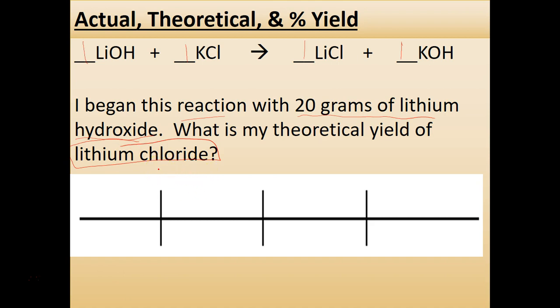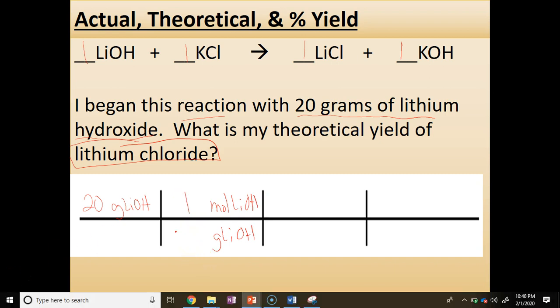So this is a gram to gram problem. This is stoichiometry right here. We're going to start with 20 grams of lithium hydroxide. We're going to bring grams of LiOH to the bottom. We're going to go to moles of LiOH. 1 mole of that, and then we're going to look up our mass on the periodic table, which is going to be 24. Grams is going to cancel out, and then that's going to leave me with moles of LiOH.